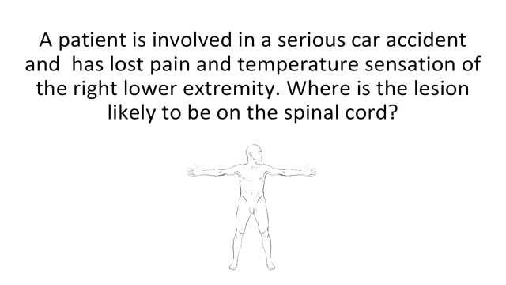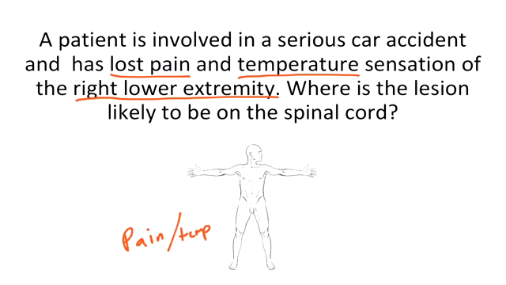So a patient is involved in a serious car accident and has lost pain and temperature sensation of the right lower extremity. Where is the lesion likely to be on the spinal cord? Okay, so the patient has lost pain and temperature sensation of the right lower extremity. So their right leg. The spinal cord region responsible for the leg is primarily lumbar, so I will just write a capital L here in the lumbar region. We discuss dermatomes in greater detail later in this chapter. For now, just recognize that this patient has lost pain and temperature for the entire leg, and we suspect that the lumbar region is responsible for that.